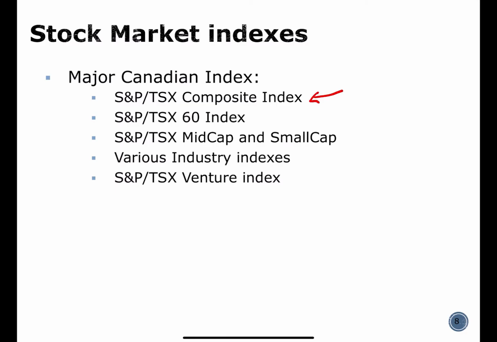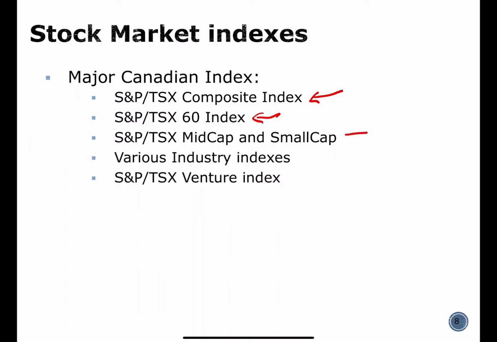If you use Wikipedia to check what a composite index is, you can see that it is basically the major index for the Toronto Stock Exchange. You will get the majority of public firms in Canada included in this composite index. And the second one is the TSX 60, which basically includes the 60 largest public firms in Canada.